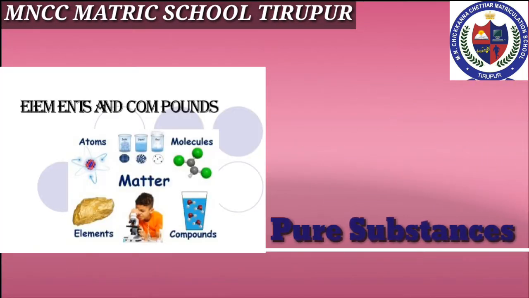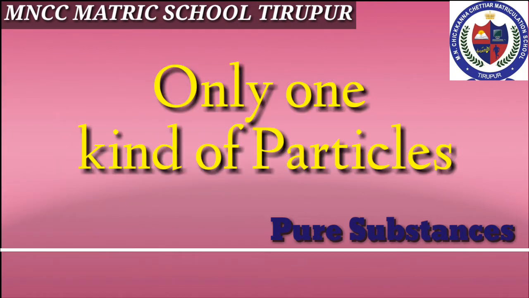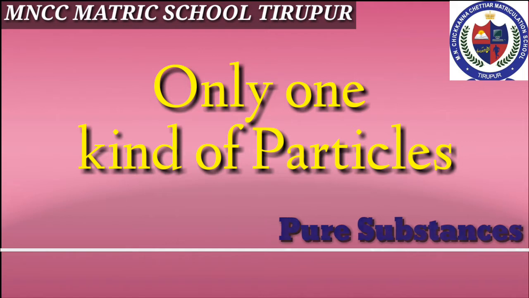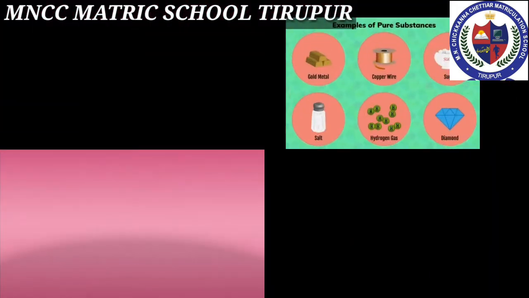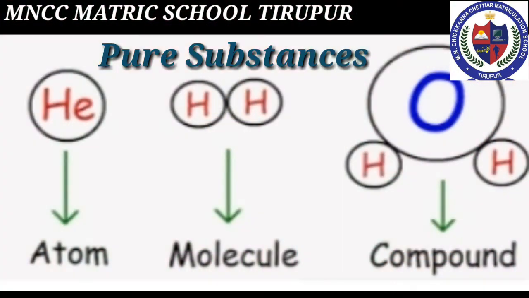First, we'll see about what are pure substances. A pure substance is made of only one kind of particles. Let's see some examples of pure substances: gold metal, copper wire, sugar, salt, hydrogen gas and diamond. Pure substances may be an atom, a molecule or a compound.